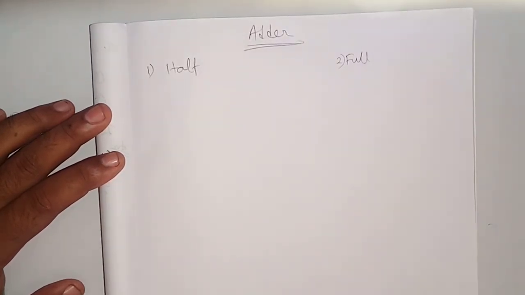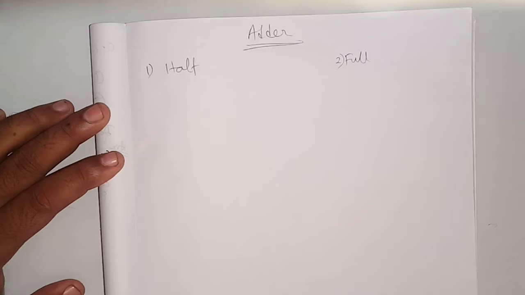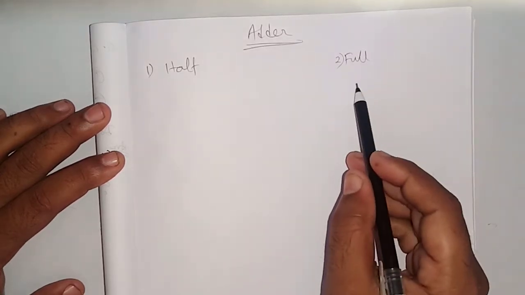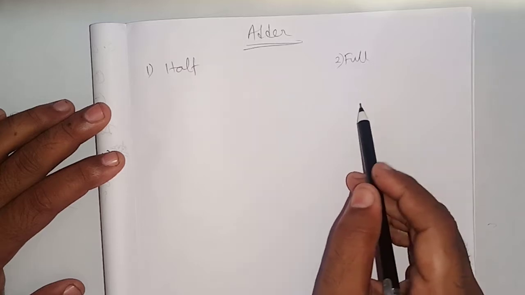First we need to know what an adder is. An adder is addition between binary numbers. A half adder means addition between two binary numbers, and a full adder means addition between three binary numbers.